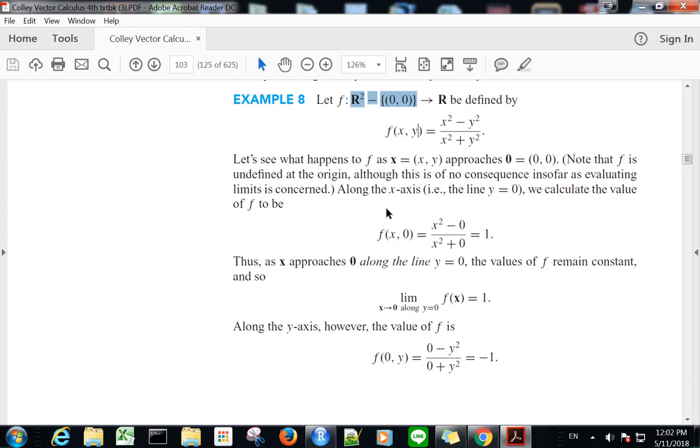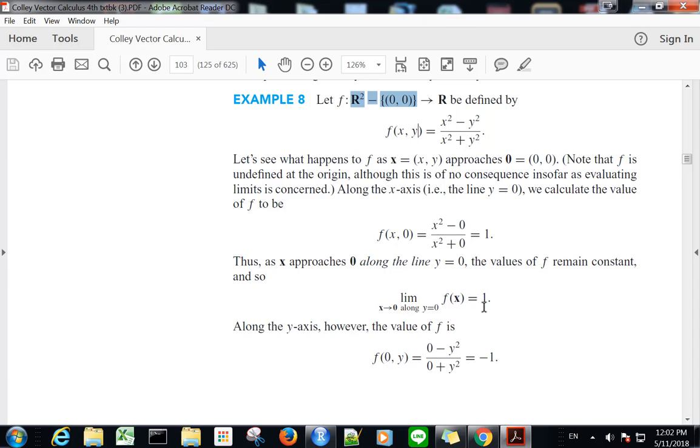Let's check out just coming in along the x-axis. Along the x-axis, that's when y equals 0, we calculate the value of f. So what is the value of f? If we're always on the x-axis, that means y is 0, so we can replace all the y's with 0, and we get x squared over x squared, which equals 1. Thus, as x approaches 0 along the x-axis, the values of f remain constant and are always equal to 1, no matter how close we get to 0.